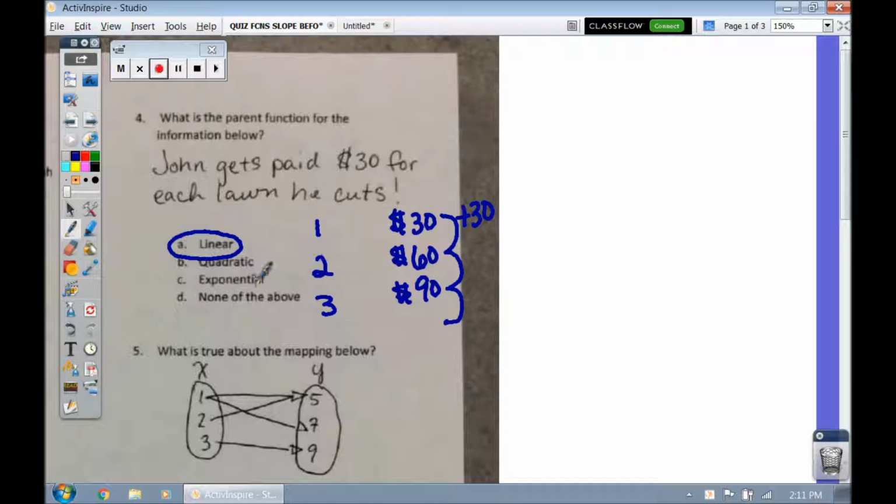If it were exponential, he would mow 1 yard and then mow 2 and then mow 3, and the next thing you know, he would be in the hundreds really rapidly and then almost into the thousands. But that's not the case, so it's linear.